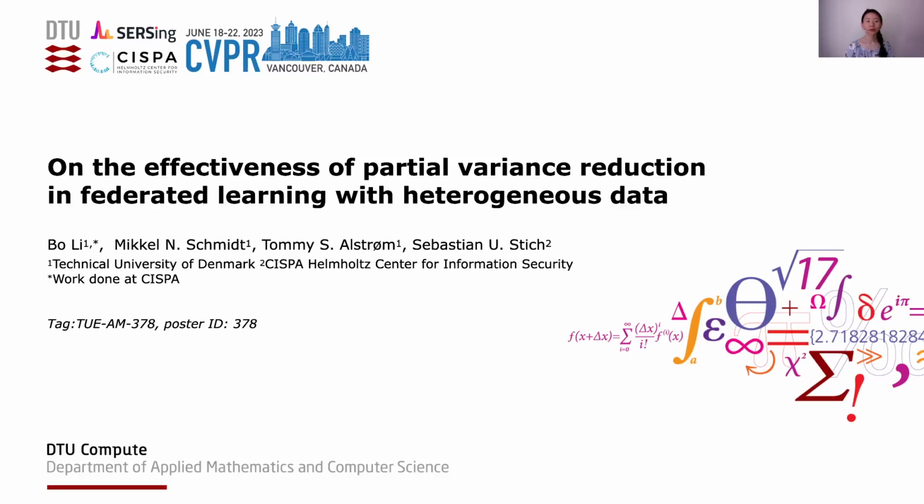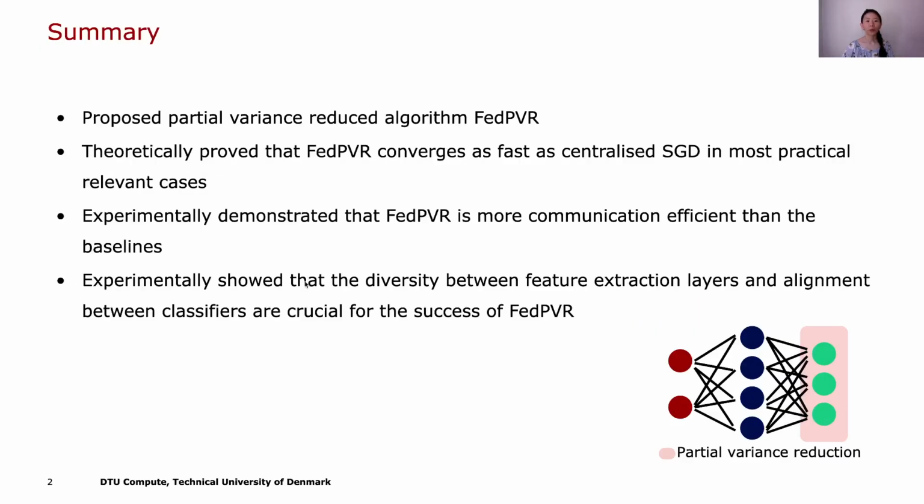In this video, I will present a paper called On the Effectiveness of Partial Variance Reduction in Federated Learning with Heterogeneous Data. This work is a collaboration with Mikko Schmidt, Tommy Alstrom, and Sebastian Stich. So in this paper, we proposed a partial variance reduced algorithm FedPAR for dealing with data heterogeneity in federated learning.